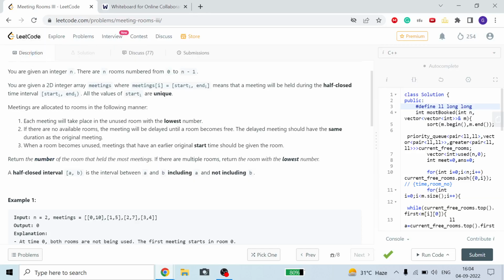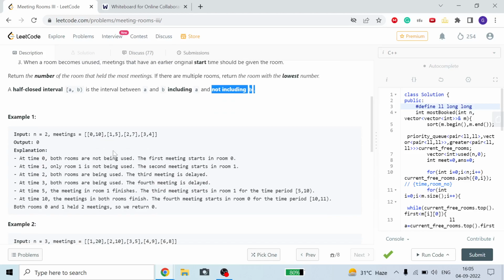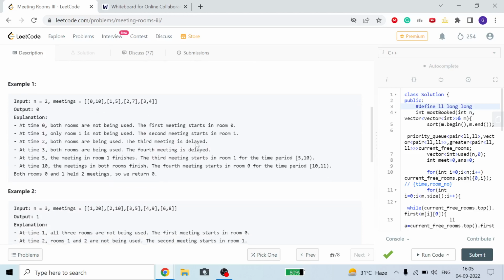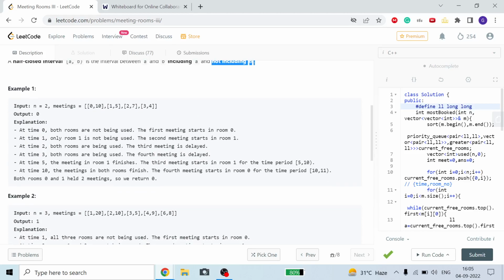Okay, and if there are multiple rooms, like zero also held 5 meetings, and 2 also held 5 meetings, then we have to return 0 because 0 has the lowest number. Okay, half closed interval we have already discussed, it is not including 1. Now for this example, okay, so we will take this example.